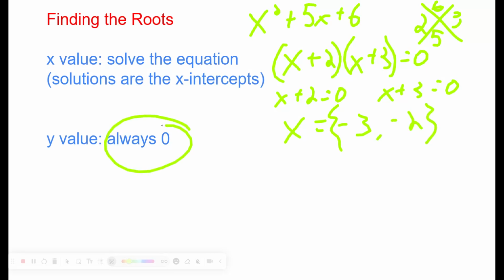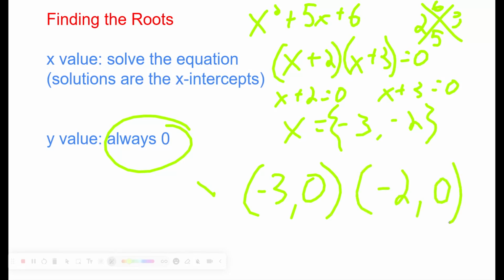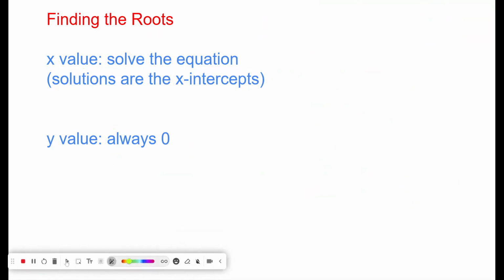And my y value is always 0, so when I'm looking for the roots, I know that the parabola is going to hit the x-axis at negative 3, 0 and negative 2, 0. Those are going to be 2 points on the graph that I can find and plot. Finding the roots, that's my x-intercepts. A lot of times there's more than one. Sometimes there's 1, sometimes there's 0. We'll get into that. But you just got to solve like you have been doing.